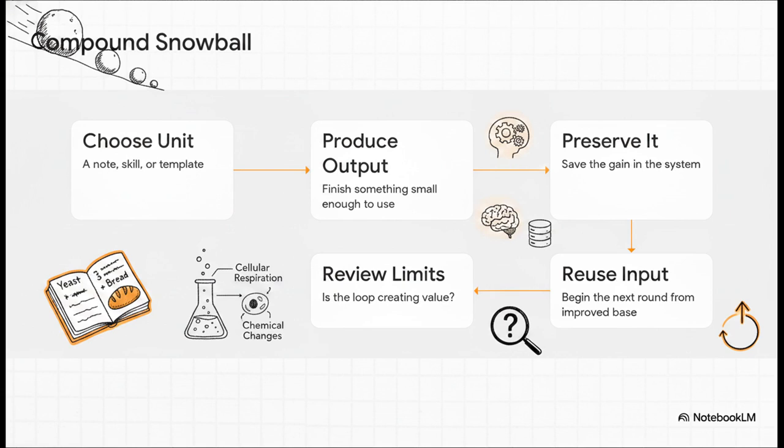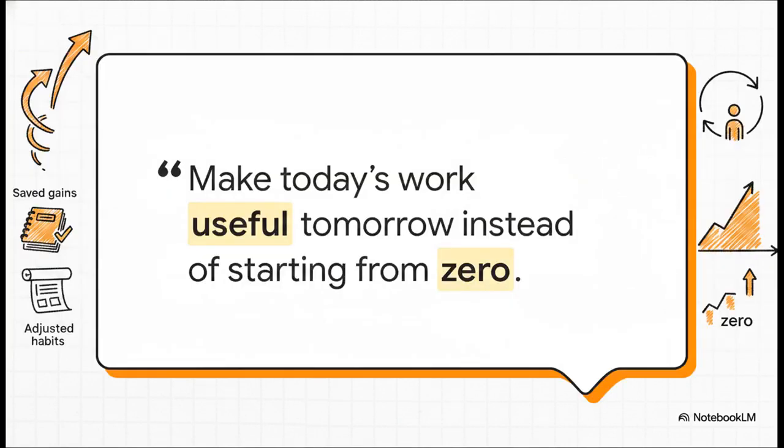Think about learning biology. If you write a single, brilliant, 3-sentence note explaining how yeast makes bread dough rise, and you preserve it properly, that becomes your new baseline. You reuse it later to quickly understand cellular respiration or chemical changes. The knowledge snowballs instead of just melting away after the test. Make today's work useful tomorrow instead of starting from zero. That's the secret. Explosive progress doesn't come from randomly pushing yourself to the brink of exhaustion. It comes from meticulously saving your gains, your notes, your templates, your adjusted habits, and feeding them right back into the loop as a higher starting point for tomorrow.